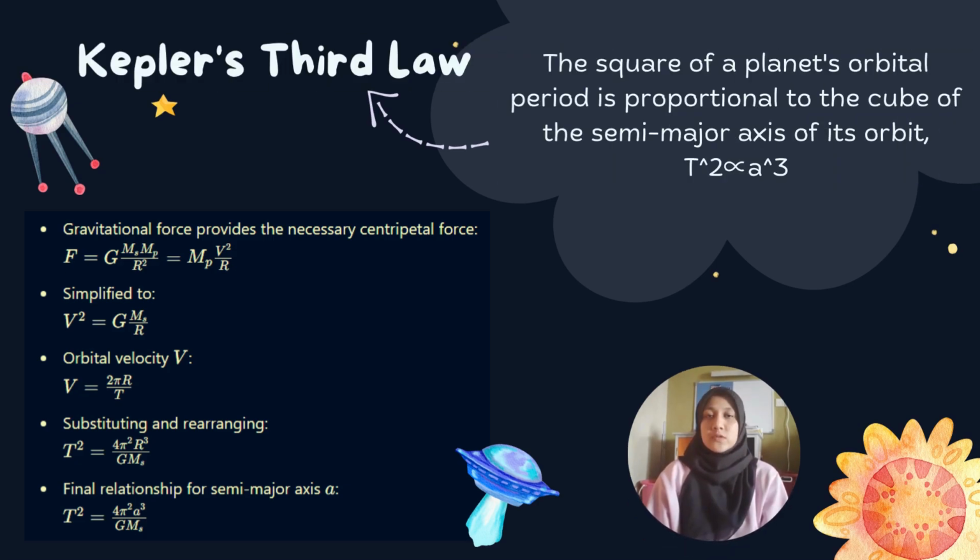F equals centripetal force, m_p v squared over r. Simplify for velocity: v squared equals G M_s over r. Orbital velocity is equal to 2 pi r over T. Substitute v and simplify, so we get 4 pi squared r squared over T squared equals G M_s over r. Solve for T squared, which equals 4 pi squared r cubed over G M_s, and when r is the semi-major axis a, we can conclude that T squared equals 4 pi squared a cubed divided by G M_s.